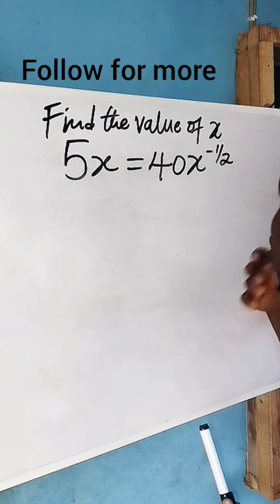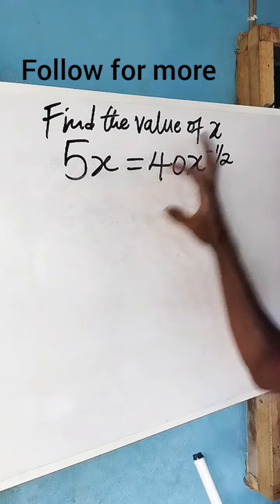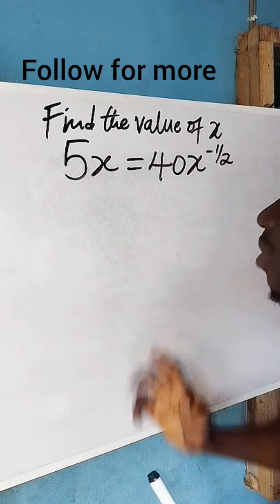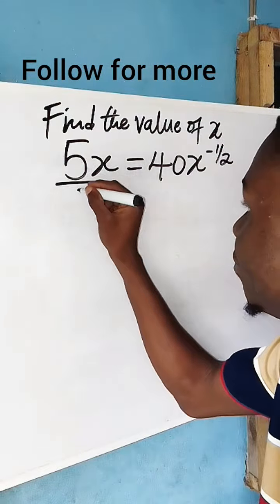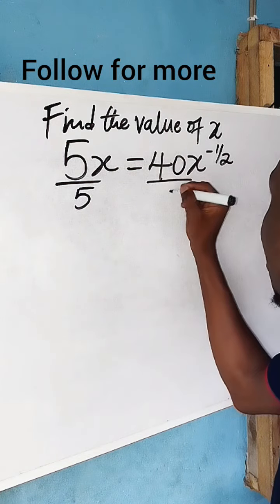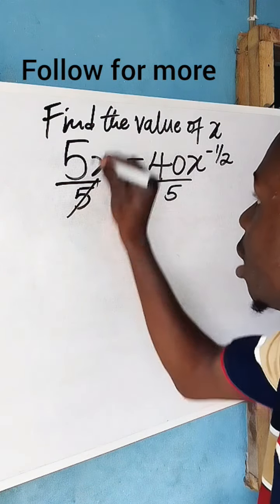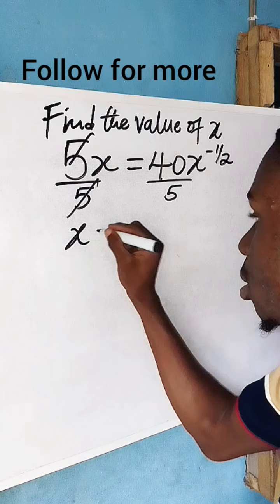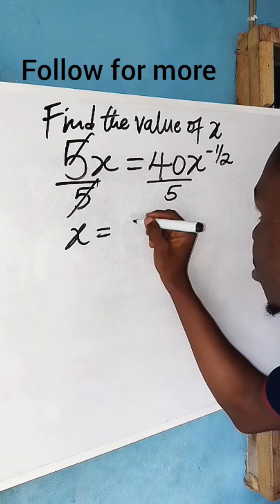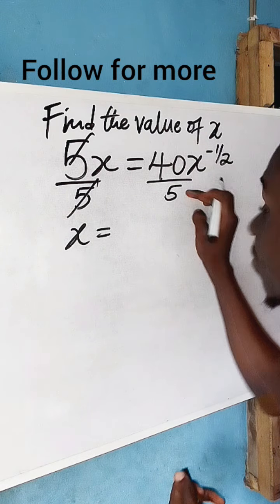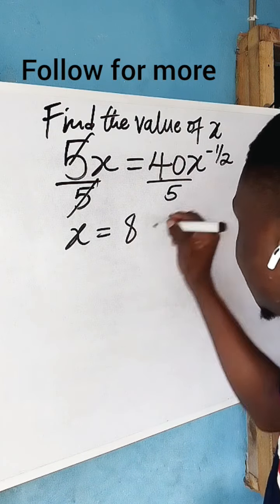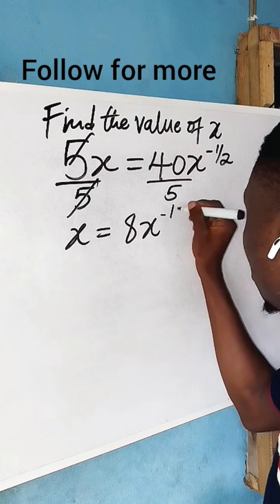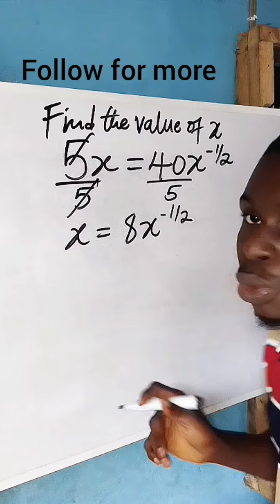Alright, so what we are going to do is that this is 5 and this is 40, so we can reduce this fraction by 5. If you divide here by 5 and divide here by 5, of course this cancels out, and you are left with x is equal to 40 divided by 5, which is 8, to the power of minus 1 over 2.